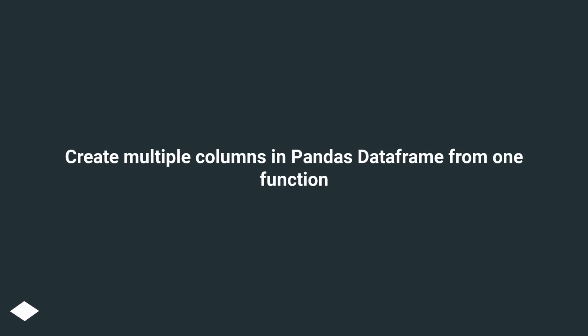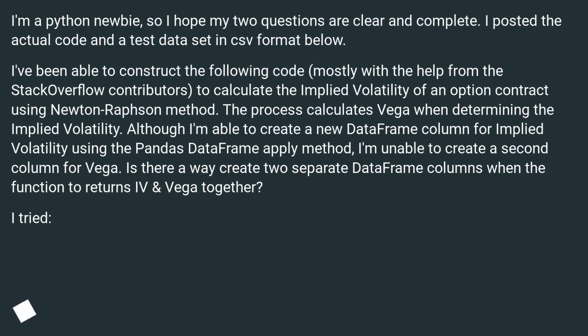Create multiple columns in Pandas DataFrame from one function. I'm a Python newbie, so I hope my 2 questions are clear and complete. I posted the actual code and a test data set in CSV format below.